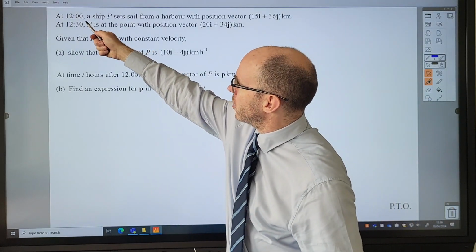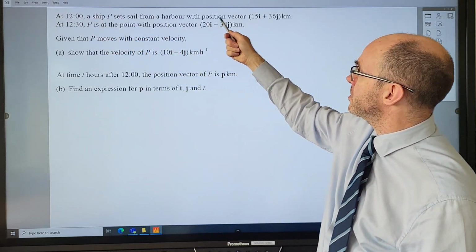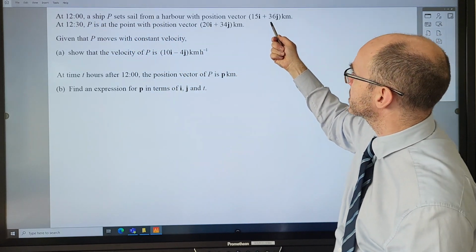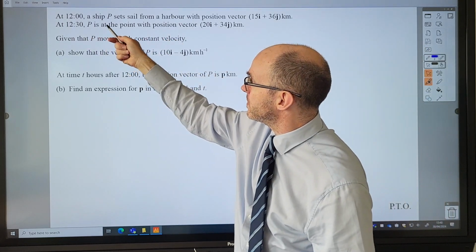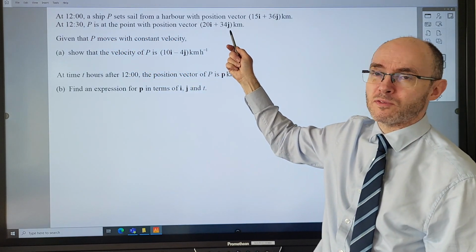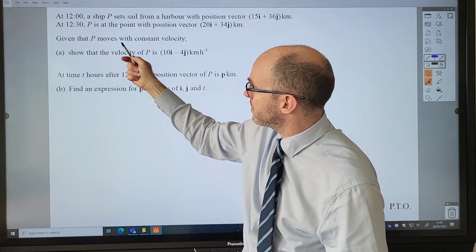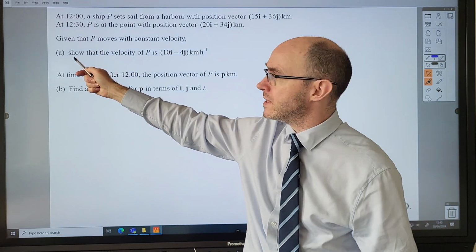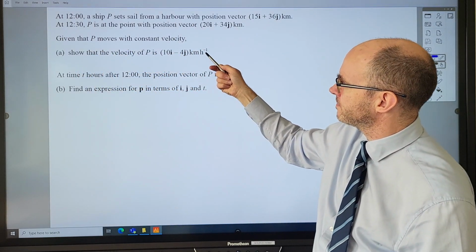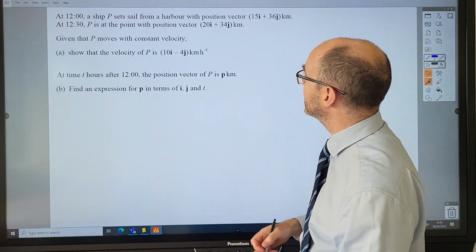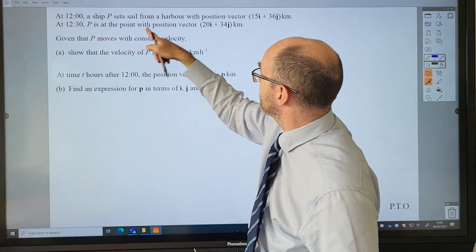Anyway, at 12 o'clock, a ship P sets sail from harbour with position vector 15i plus 36j kilometres. At 12:30, P is at the point with position vector 20i plus 34j kilometres. Given that P moves at constant velocity, show that the velocity of P is this. Okay, let's just do that straight away, shall we? So it starts there, ends up there, we've got to find the difference.